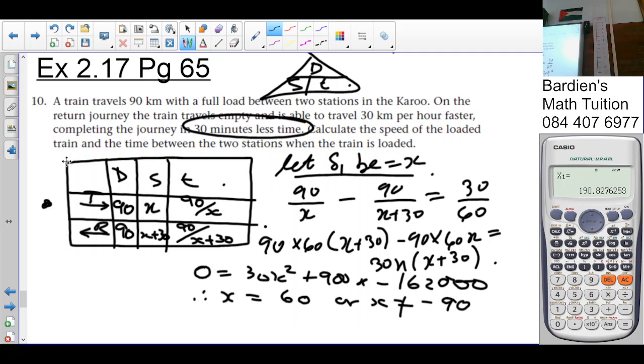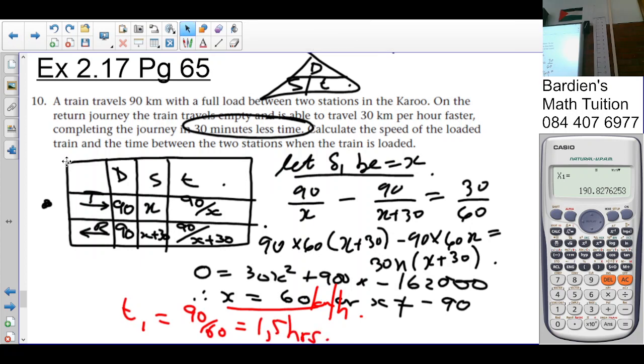So what's the question? The question was, what is the initial speed? That is the speed, 60 kilometers per hour. And they want to know the first time, time 1. It's going to be 90 over 60, which is 1.5 hours. Okay? Yes?